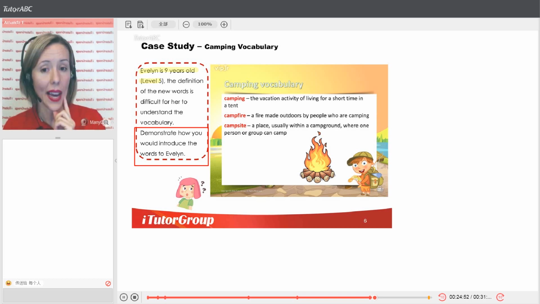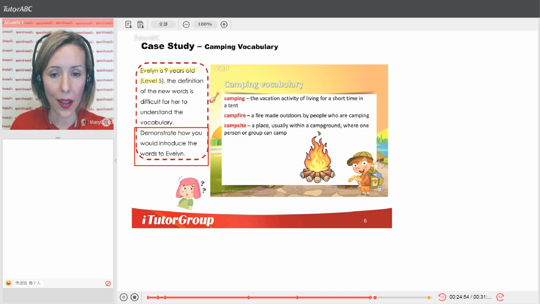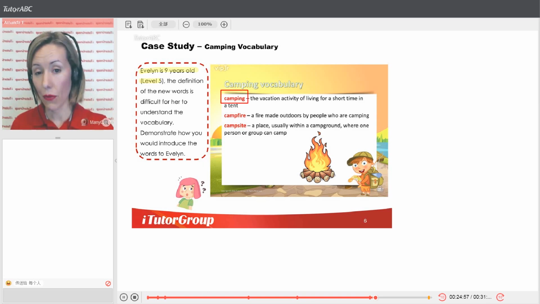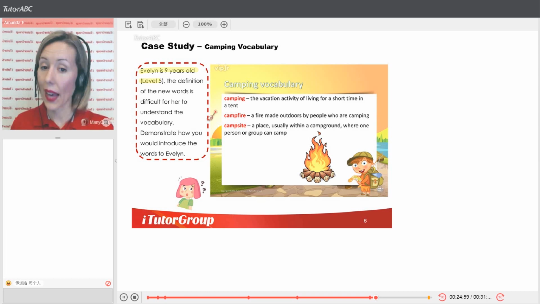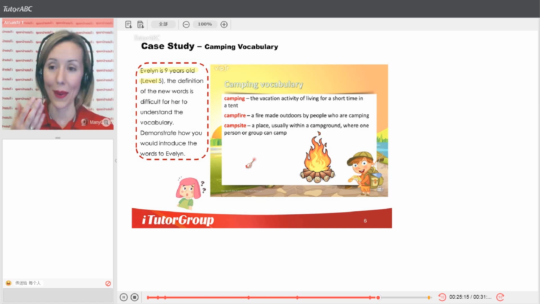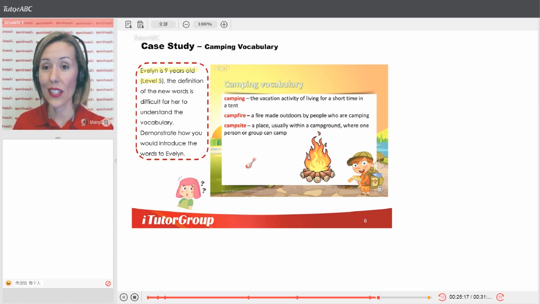Well, what kind of words do we have? We've got camping, but here camping is not a verb, it's a noun. We have campfire, also a noun, and campsite, another noun. All right, well, nouns can be explained well if we use pictures. So that's probably the first thing I would do, and probably the first thing you would do. You can go into the search photos function and maybe get a few pictures. You can even try your hand at drawing.